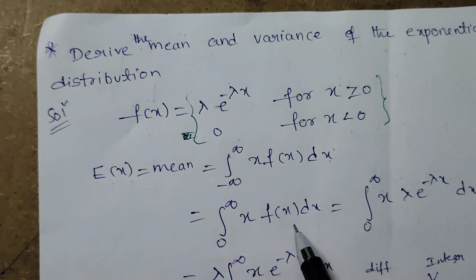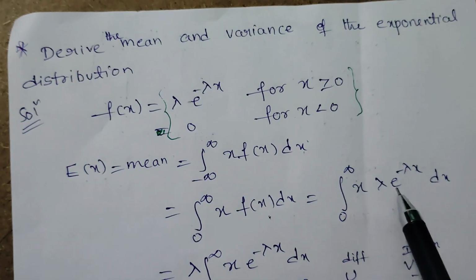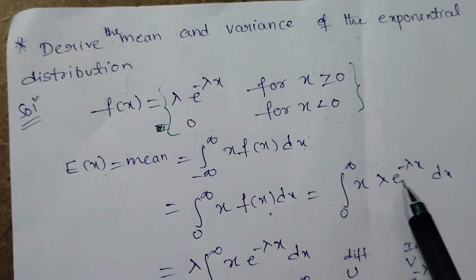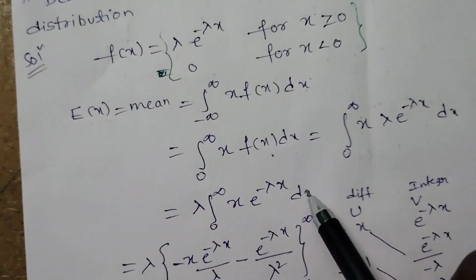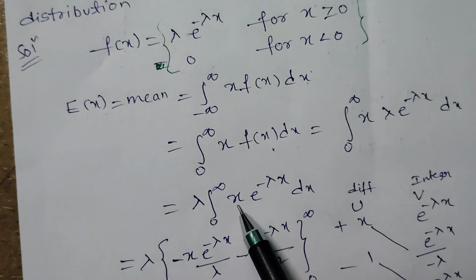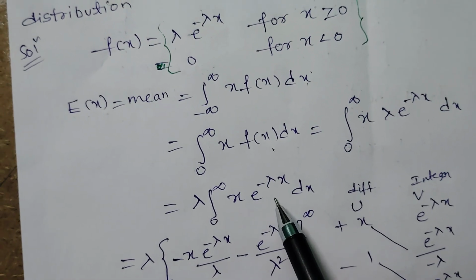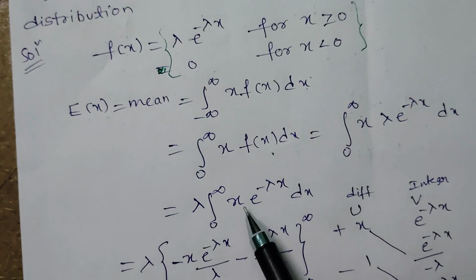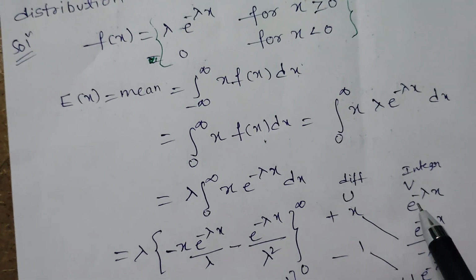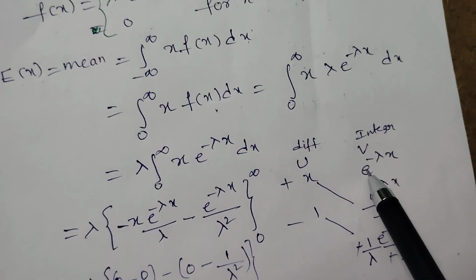Now what is f of x for exponential? Lambda into e power minus lambda x. Okay, lambda is a constant, so outside we get integral of x e power minus lambda x dx. Here we have a product of two functions. That means in integration we use Bernoulli's rule. So using Bernoulli's rule, the first function is what? x. The second function is what? e power minus lambda x.